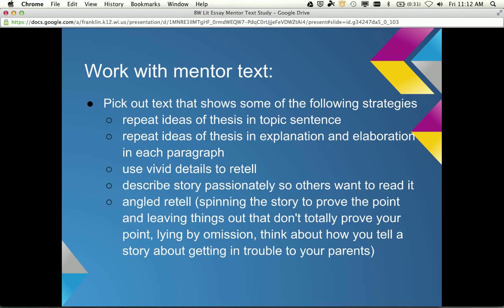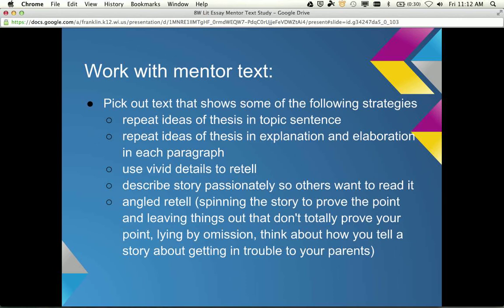Repeat ideas of the thesis in the topic sentence. Repeat ideas of the thesis in explanation and elaboration in each paragraph. Use vivid details to retell. You can find a lot of those in paragraph 3. Describe the story passionately so others want to read it.